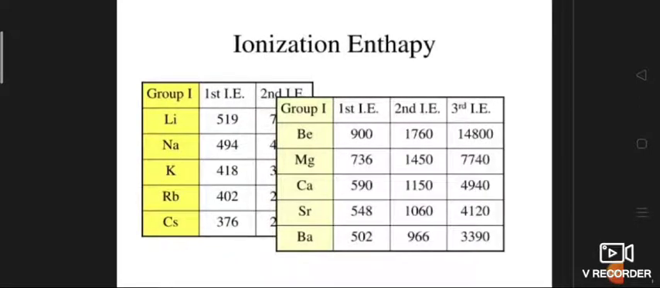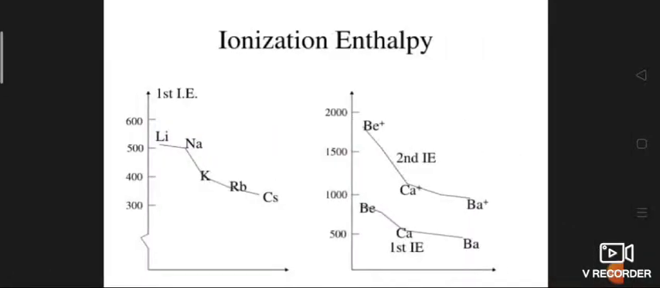Ionization enthalpy. Look at the ionization enthalpy of group 1 elements. In group 1 elements, the first ionization enthalpy is less than the second ionization enthalpy. In group 2 elements, beryllium, magnesium, calcium belong to group 2, not group 1. Look at the first and second ionization enthalpy. The difference is less, but the third ionization enthalpy is much higher than that of the first and second ionization enthalpy.